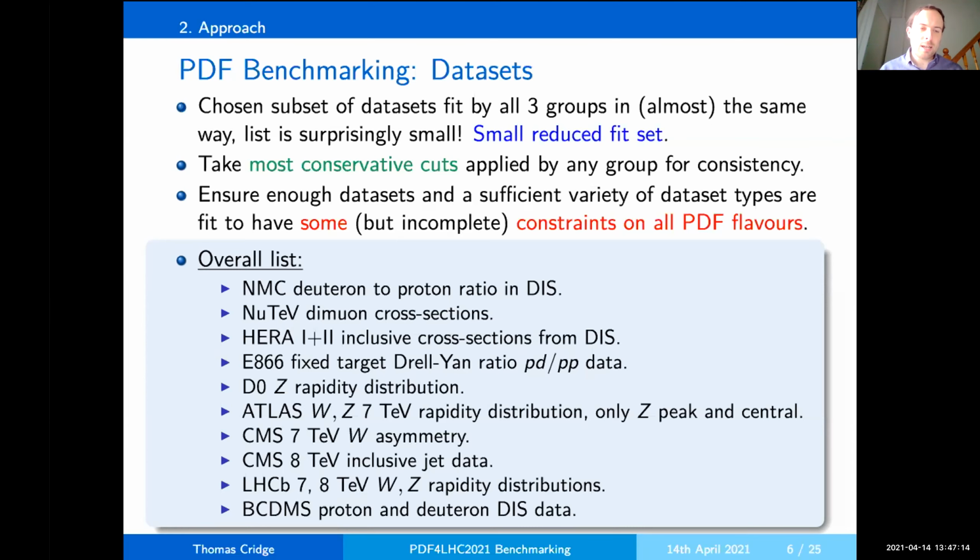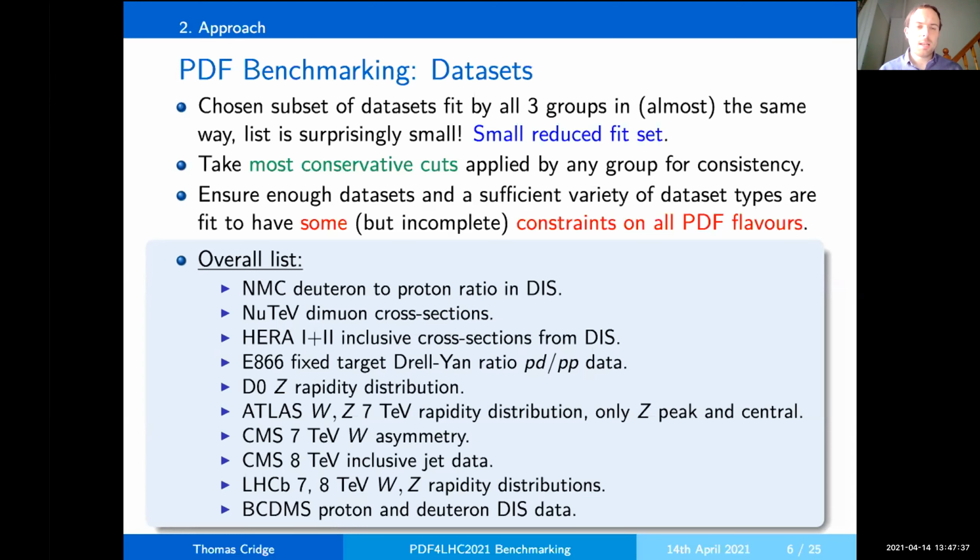I've given you here briefly at the bottom an overall list of the reduced fit data sets. I'm not going to go into any detail on this here because of time, but you can see there's still a variety of data sets from the older fixed target and DIS data sets through the HERA combined data through to the more recent LHC data, including the ATLAS 7 TeV W/Z data and the CMS 8 TeV inclusive jet data, the latter of which, of course, giving you constraints on the high-x gluon.